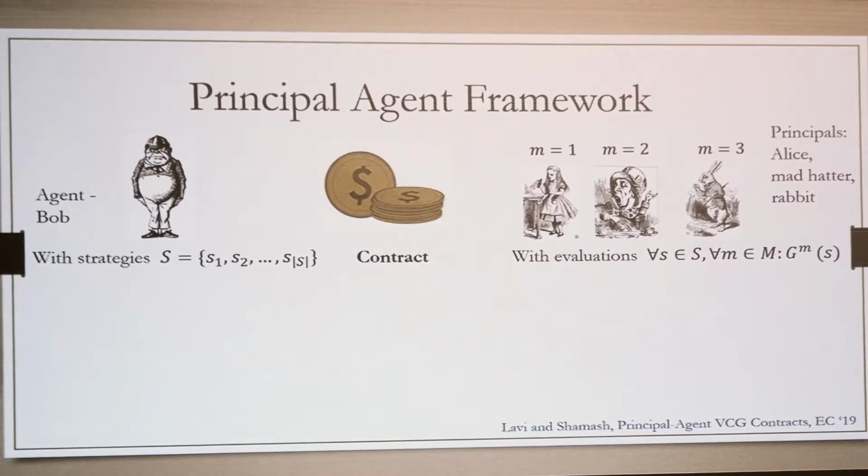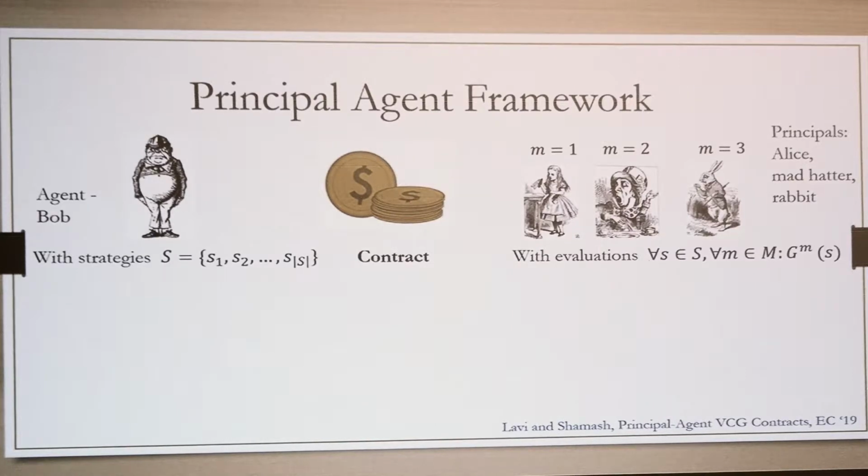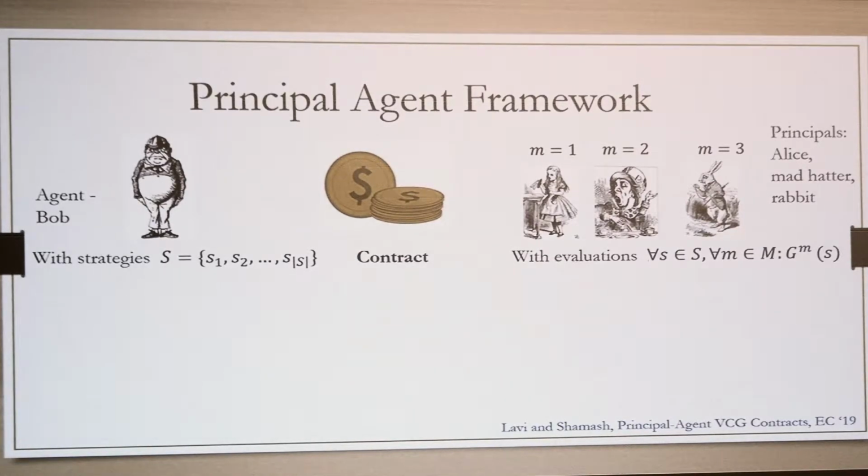We could imagine the agent is the mayor of a city, and he has strategies either to make a playground or add parking spaces. Principal Alice is a school, the Mad Hatter is a family with children, and the Rabbit is a restaurant, and each one has a different evaluation for the strategies, whether it's parking spaces or the playground. So they'll offer different contracts for each strategy.